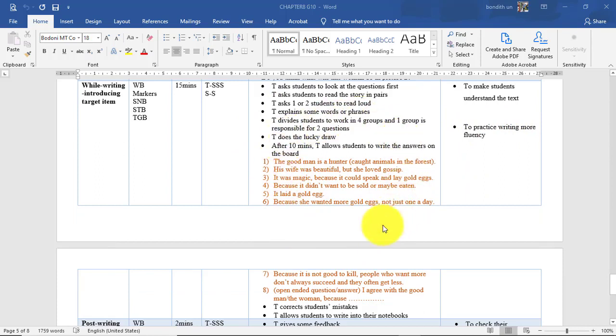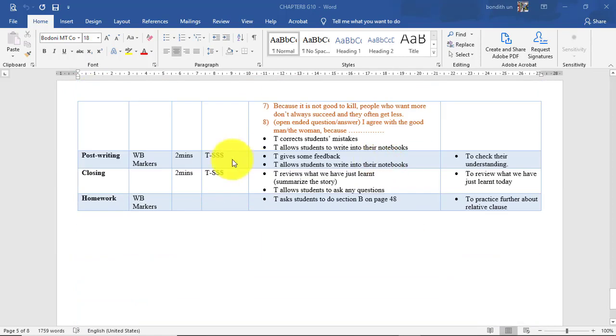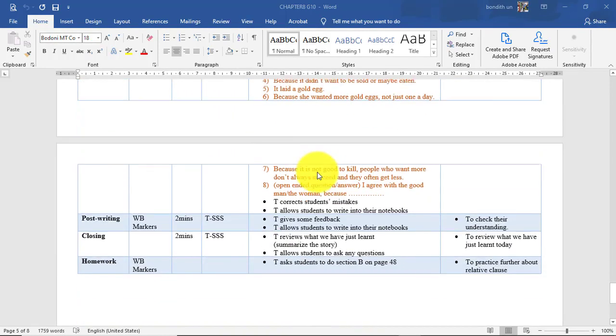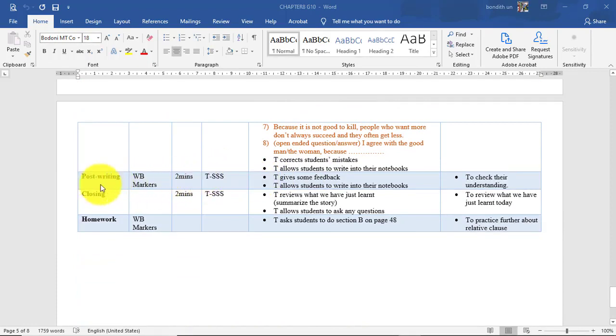So I ask them to write the answer in the writing. After that, the teacher corrects students' mistakes and allows students to write into their notebooks. That's all for the while-writing, or the main writing task. In post-writing, I give some feedback to the students and allow them to write into their notebooks. The purpose is to check their understanding.